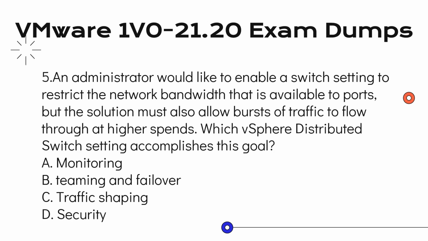5. An administrator would like to enable a switch setting to restrict the network bandwidth that is available to ports, but the solution must also allow bursts of traffic to flow through at higher speeds. Which vSphere distributed switch setting accomplishes this goal? A. Monitoring. B. Teaming and failover. C. Traffic shaping. D. Security.